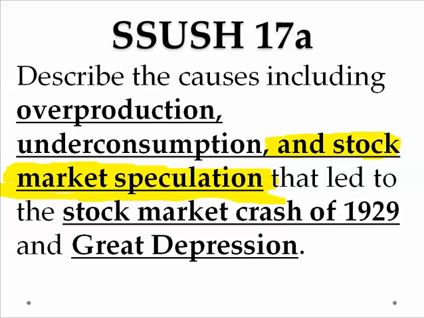All right, so those are the three causes we talked about: overproduction, underconsumption, and stock market speculation, the stock market crash of 1929, and how it caused the Great Depression. I think we've met our burden here, and we'll return with another video in a moment.